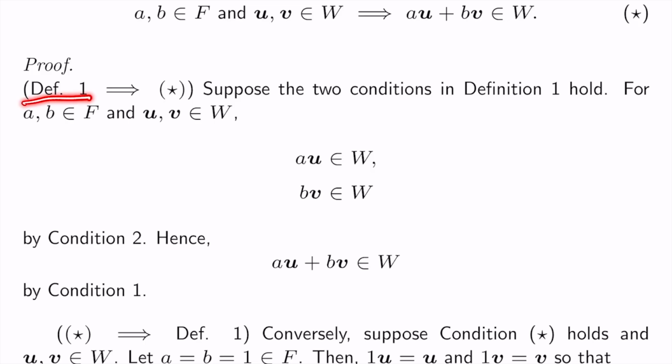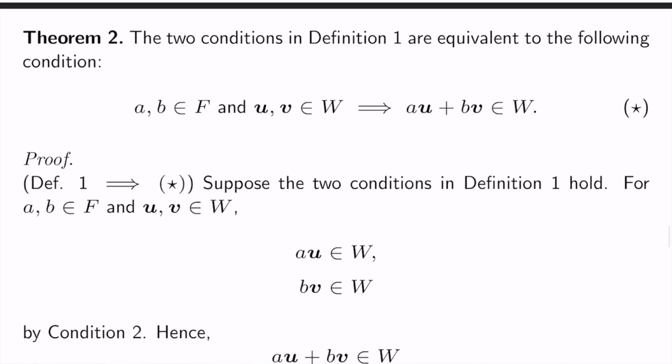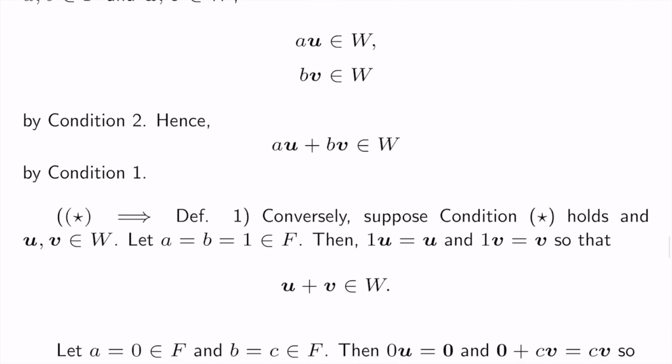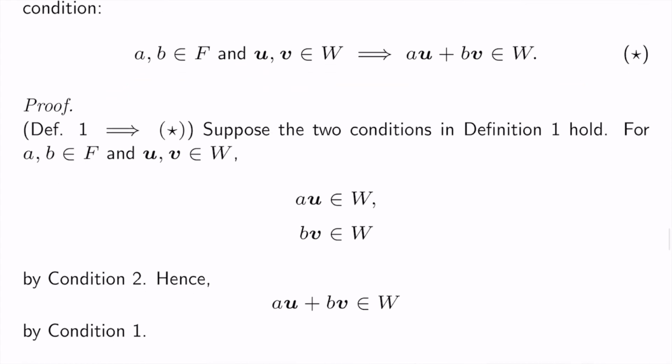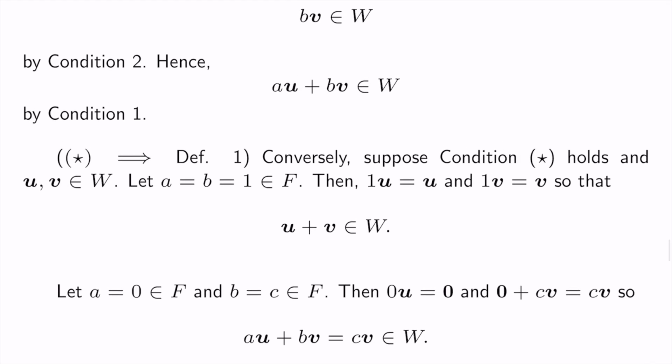So definition 1 implies this condition, and then we prove the converse. So suppose this condition holds. Then if we put A and B equal to 1, A times U plus B times V becomes just U plus V. That belongs to W.